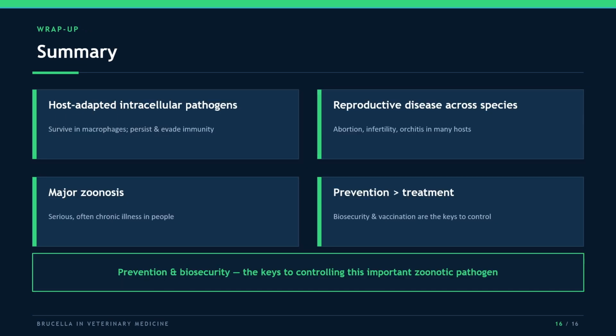Brucella species are host-adapted intracellular pathogens that cause reproductive disease in livestock, wildlife, and companion animals, and serious illness in people. Because treatment is difficult and chronic infection is common, prevention and biosecurity are the keys to control. Understanding the ecology, transmission routes, and species-specific disease patterns gives you a strong foundation for managing this important zoonotic pathogen.